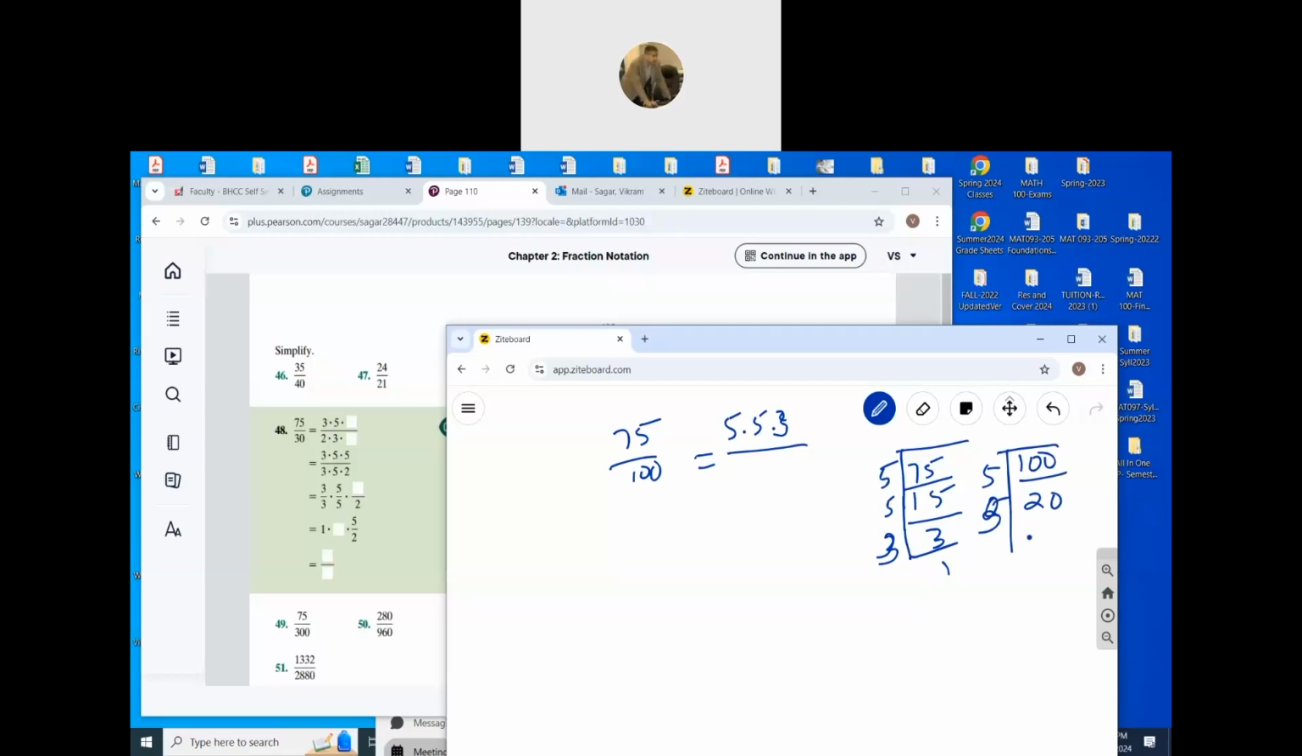You could do it with the 2 also, so 4 is 2 times 2. Keep dividing until you reach 1. So these are all my factors: 5, 5, 2 times 2. Then we could cancel right here. So we're left with 3/4. That's what they're doing, simplifying.